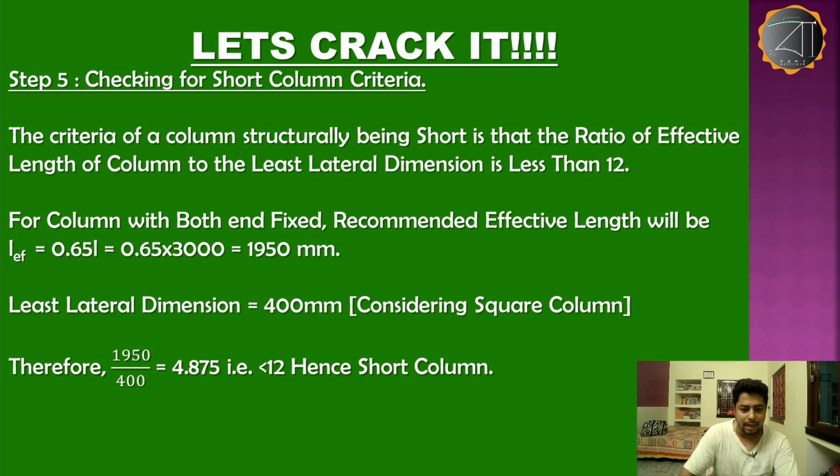So, the least lateral dimension of the column is 400 mm, considering a square column here. Suppose we have decided to erect a square column 400 mm by 400 mm. So, the least lateral dimension is 400 mm, right. Therefore, the ratio of the effective length divided by the least lateral dimension is 1950 divided by 400, that is 4.875, which is less than 12. So, it is a short column, and what we have already calculated using the short column formula holds good for this stage, right.